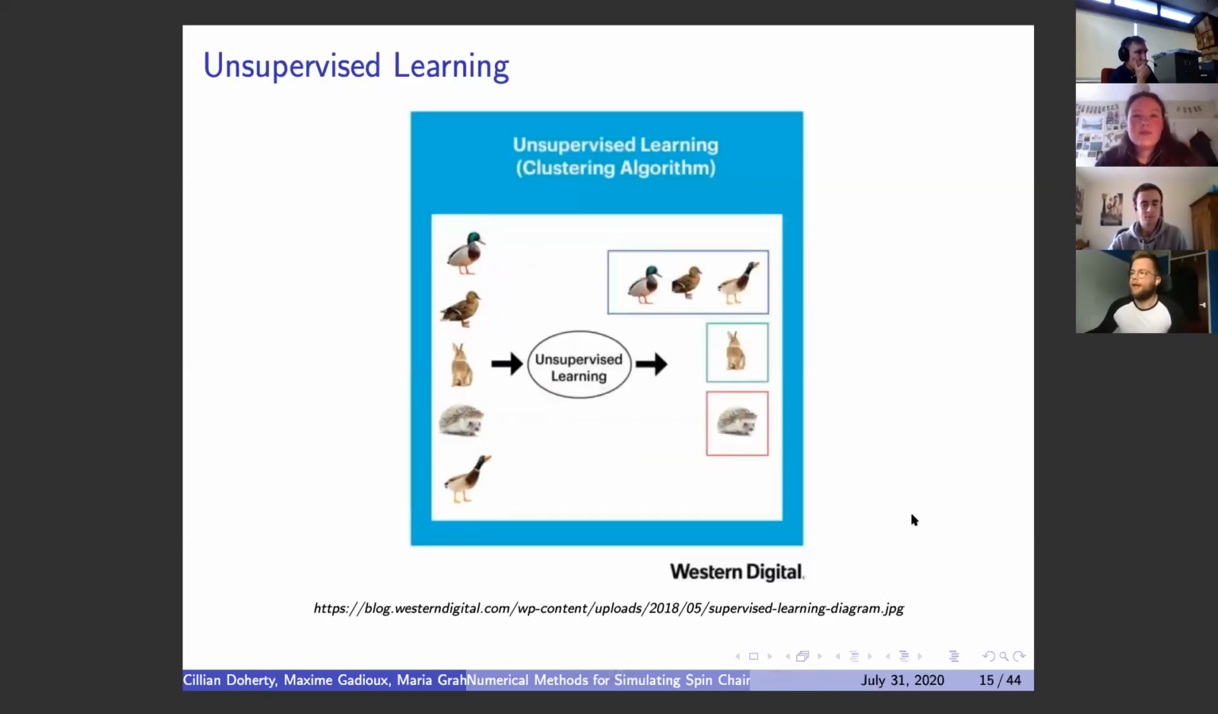Unsupervised learning then is similar, but the algorithm is not fed any labels to begin with. So usually it will perform some form of clustering and identifying features that are similar among the data points that it's fed.